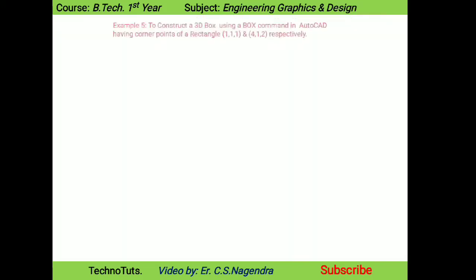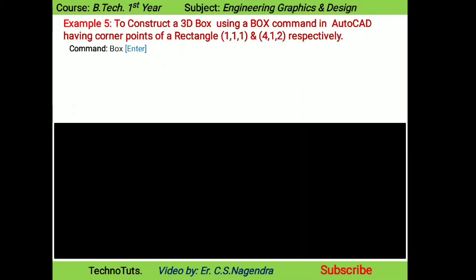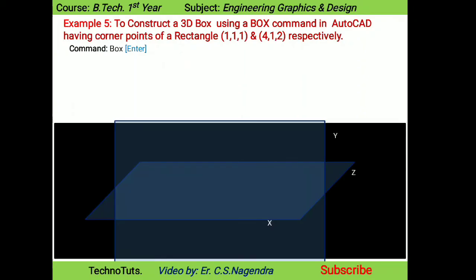Problem number 5. To construct a 3D box using the box command in AutoCAD, having corner points of the rectangle 1, 1, 1 and 4, 1, 2 respectively. So at the command prompt, type box and press enter key. You will see the viewport get activated on the screen. Now having principal planes, the X, Y and Z planes.